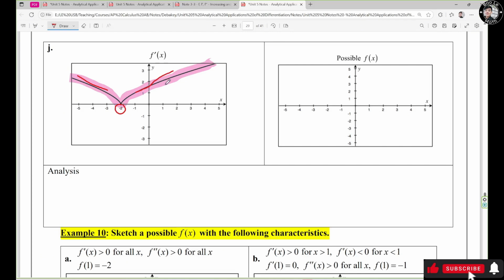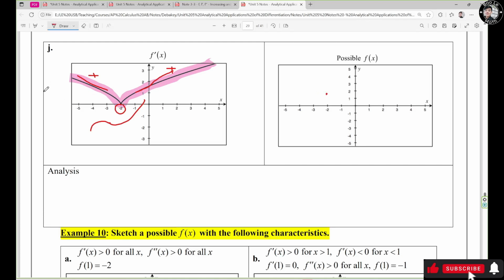Now f of s has no relative maximum nor minimum, right? Because this one is positive, this one is still positive, it's all above the axis, right? But f of s has a point of inflection at s equals negative 2 because this one is concave downward, right? And this one is concave upward, so it could be like this, right? So we have the point of inflection at s equals negative 2, so it could be somewhere over here, right?